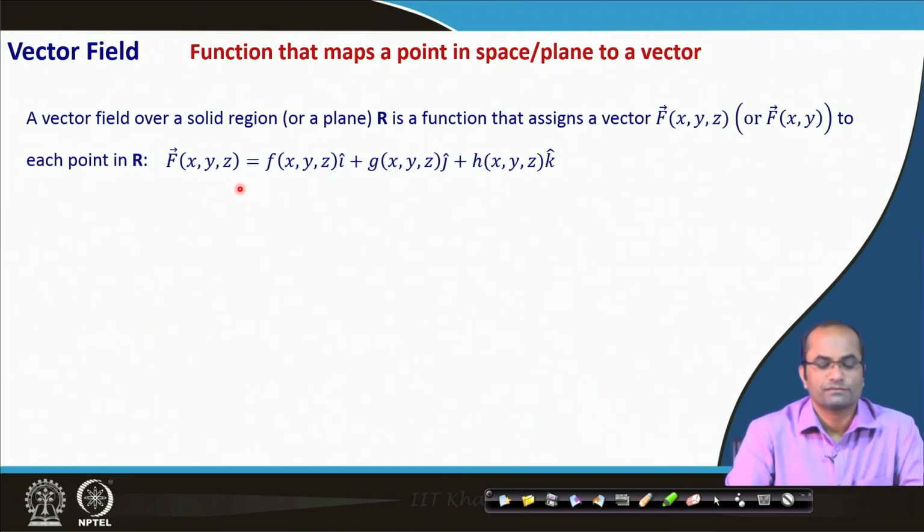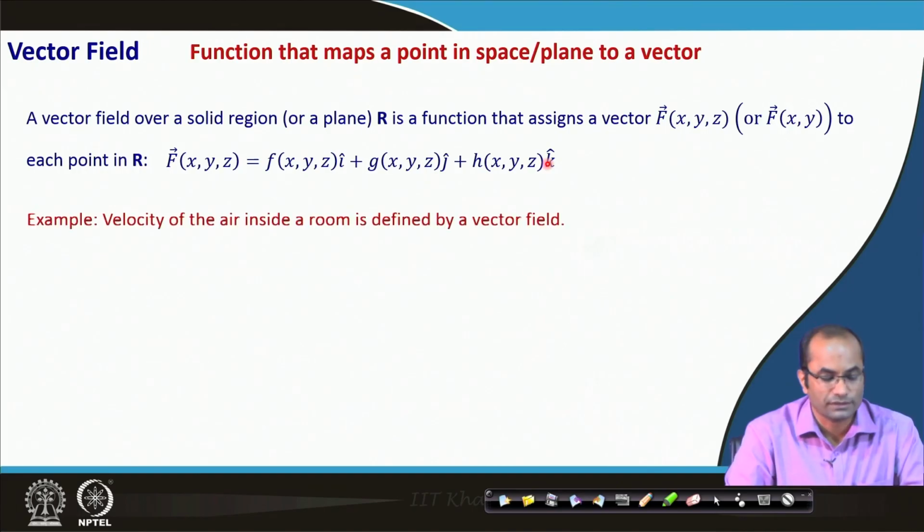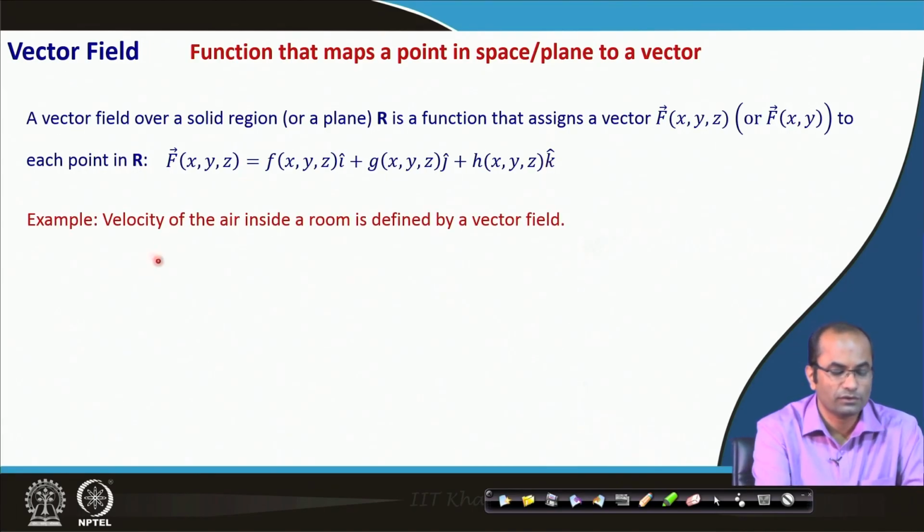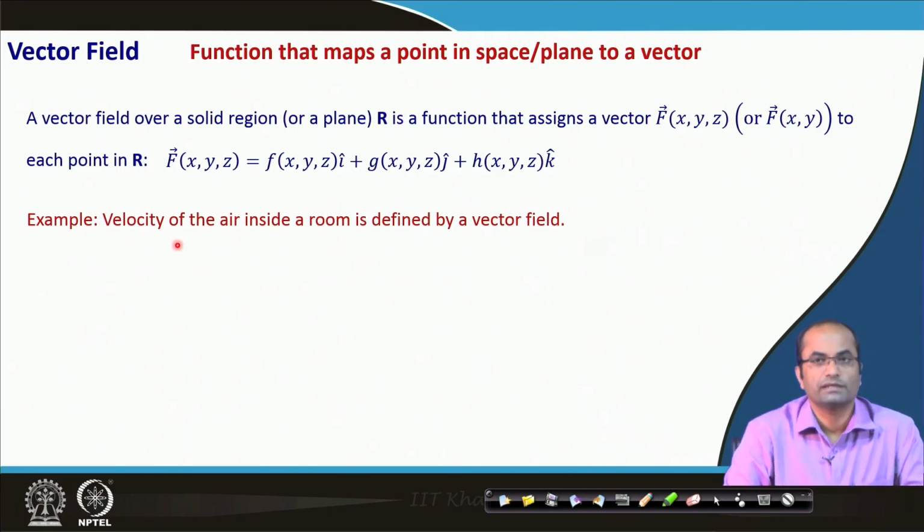So, these are functions, for instance, from R3 to R3. The well known example we can think of is the velocity of the air inside a room, which is defined by a vector field. Because at each point in the room we have a function which can be a velocity function, which is what we call the vector field.